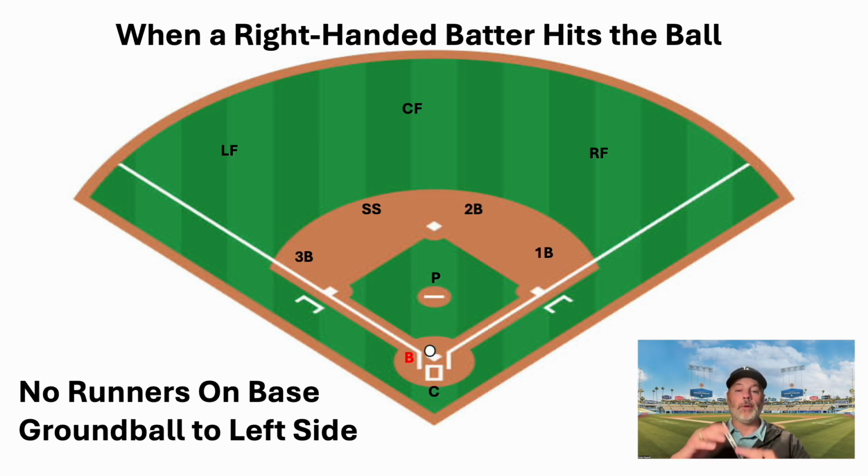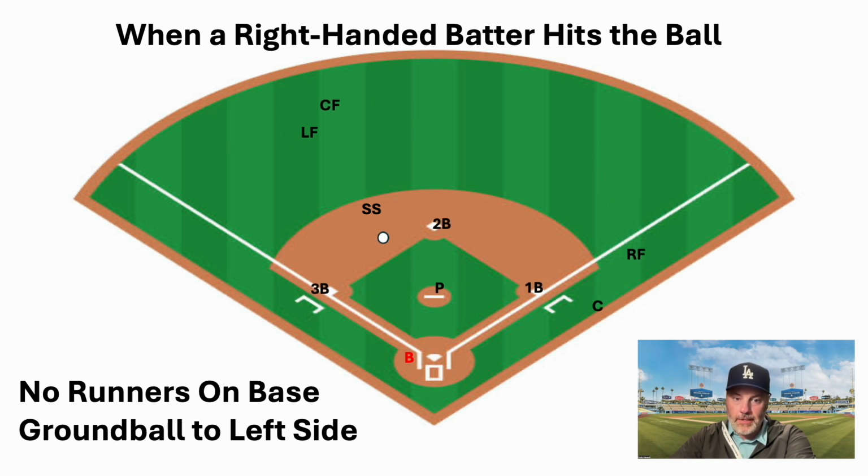Okay. So again, remember I said this all happens at the same time. This is all happening at the same time. So here's what it looks like. Right-handed batter at the plate, no runners on base, ground ball hit to the left side. It's hit to the shortstop. Everybody gets in their position. There's a throw from short over to first.